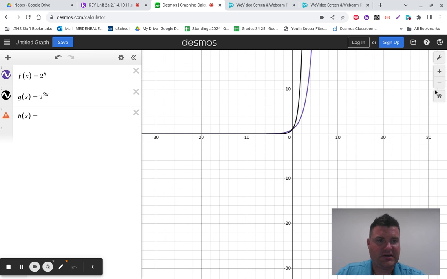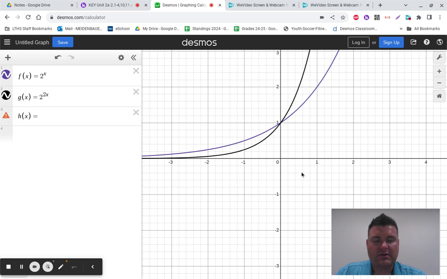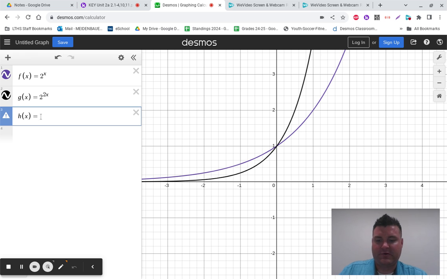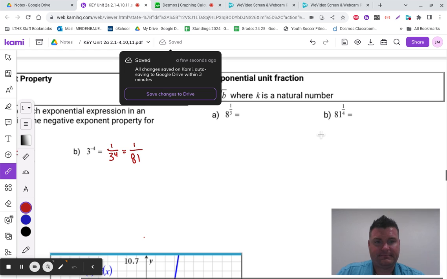I'm just trying to drag this. There we go. And then if I write 4 to the x and give that a color, it's going to overlap the 2 to the 2x from the previous examples that we just did. All right, let's wrap this thing up here.